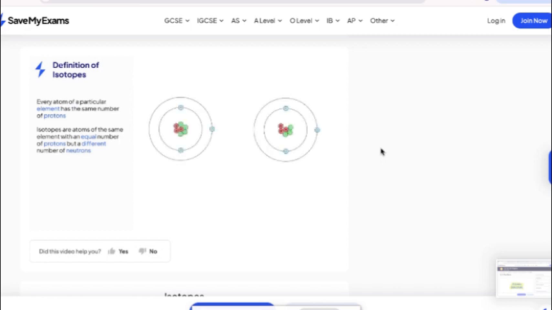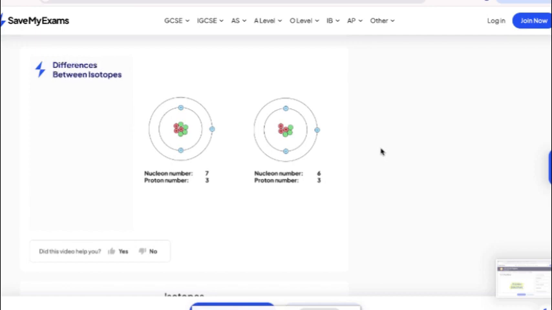These atoms are both lithium atoms, but they have different numbers of neutrons. These are isotopes. This means that isotopes have the same proton numbers, but different nucleon numbers. The first isotope has a nucleon number of 7, while the second isotope has a nucleon number of 6. Both have a proton number of 3, as they are both isotopes of the element lithium. Isotopes are given different names to help distinguish between them.